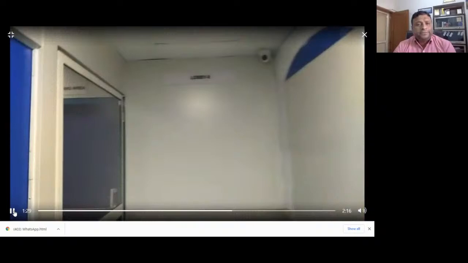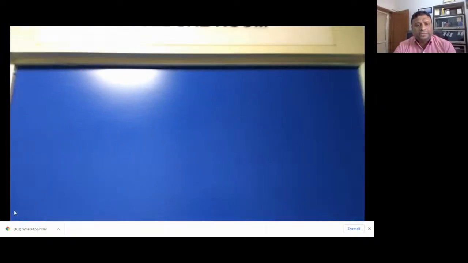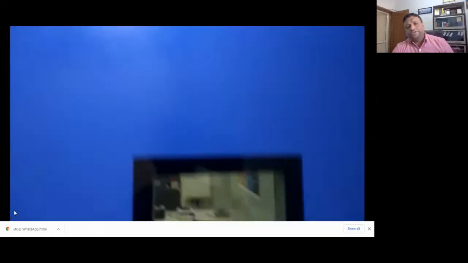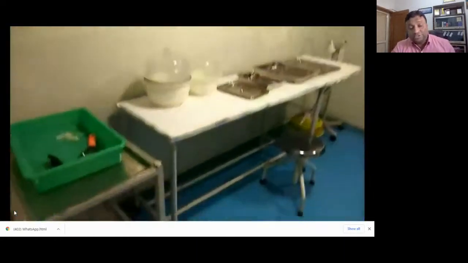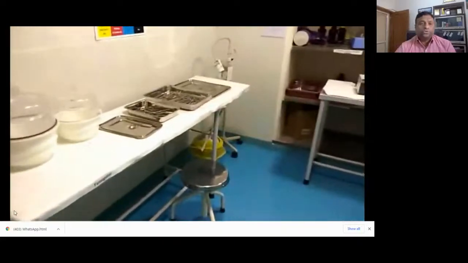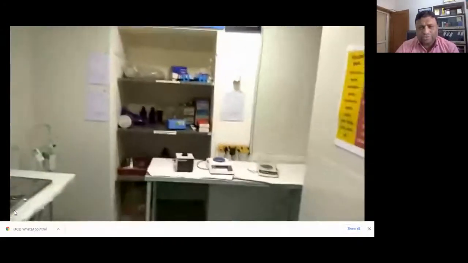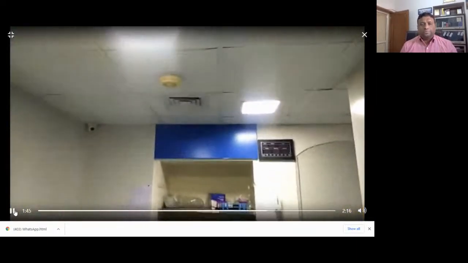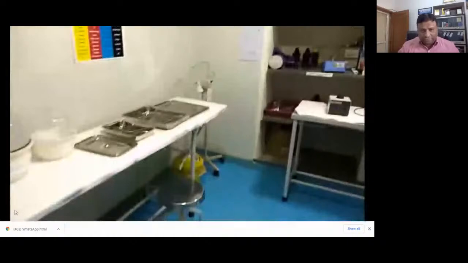Now this is a procedure room, as you can see. Any procedures that need to be carried out, you can bring your animal cages or racks into this room, and you can do surgical intervention, anesthetic procedures, dosing procedures, formulation mixing procedures. All those things can be easily done in this room. You should have a separate procedure room, and movable trolleys so that you can take the material from one place to the other.